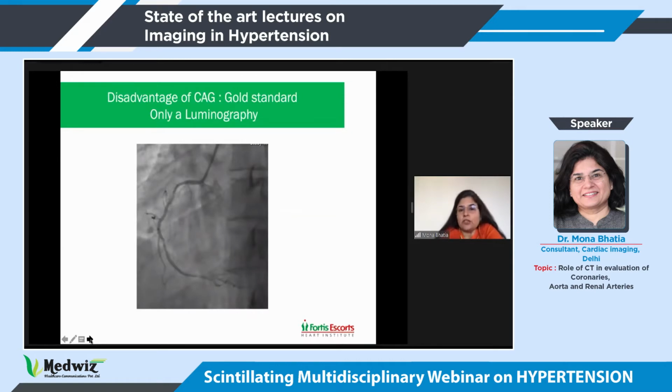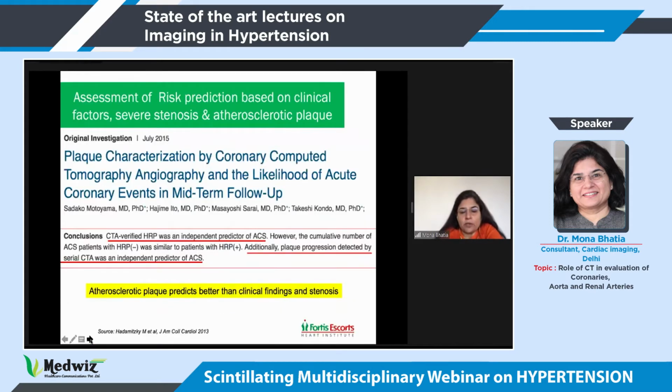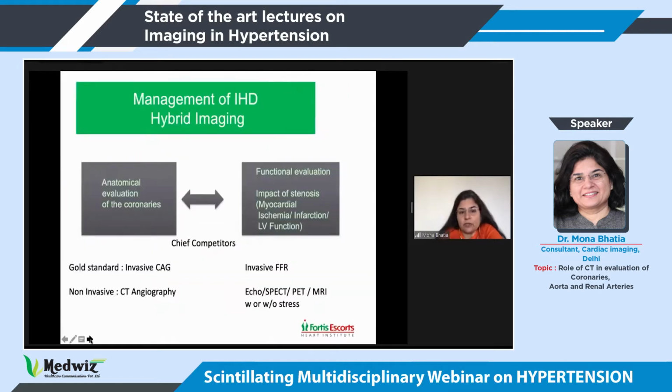A disadvantage of CAG is that while it is the gold standard for evaluating the coronary lumen, it's only a luminography, whereas with the CTA, what we see is a stenosis and the cause of stenosis. So it's actually luminography and more. And the atherosclerotic plaque actually predicts better than clinical findings and stenosis.